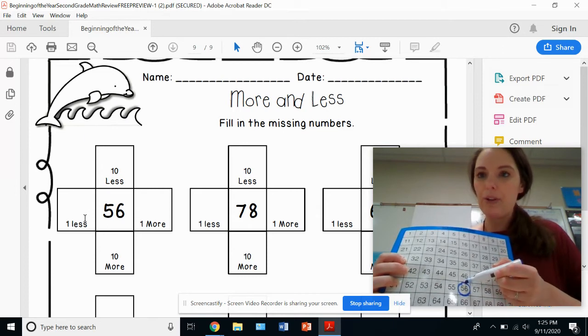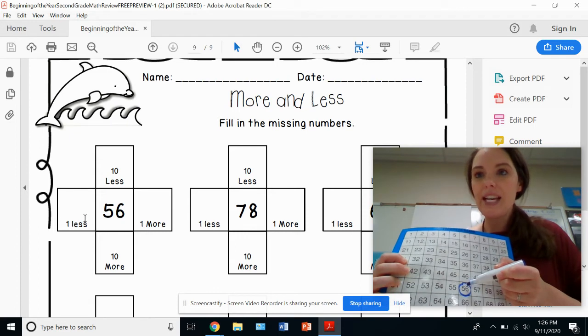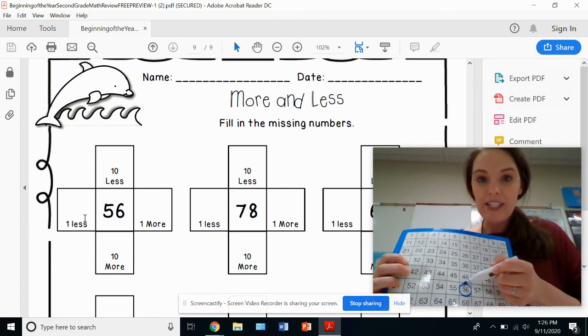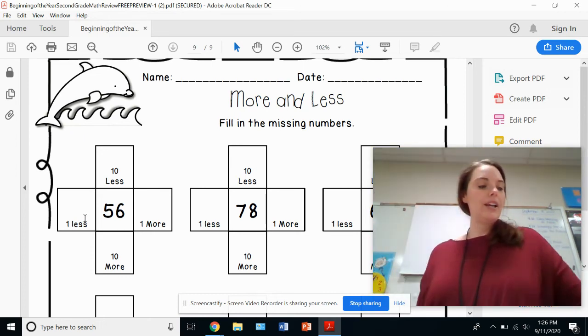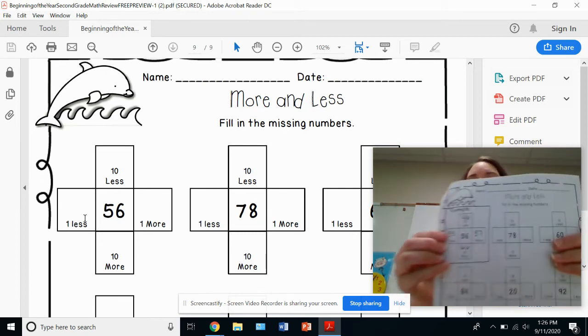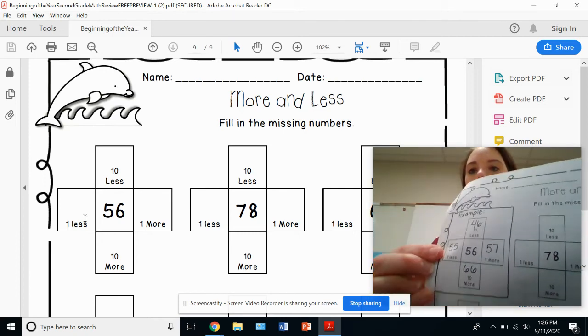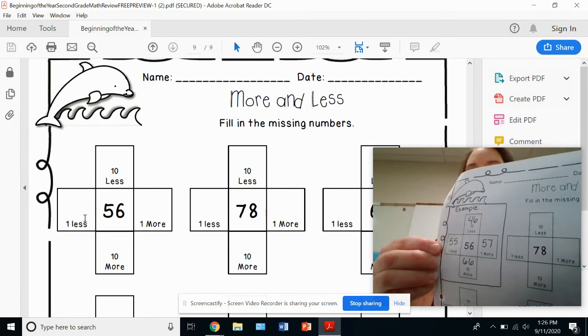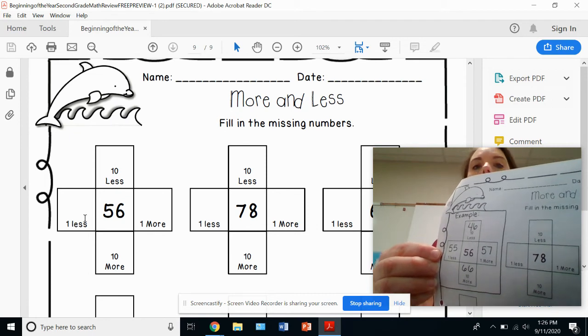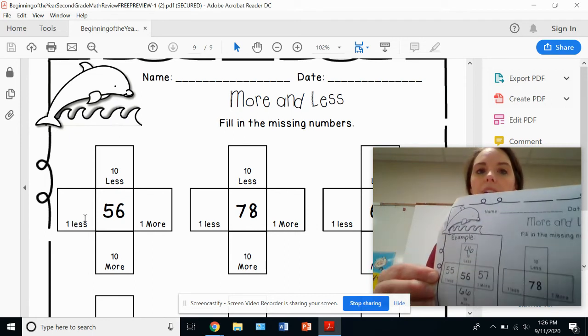I move back to my original number, and my last square I have to fill in is what is one less. One less than 56 means 56 minus 1. So 56 minus 1 is 55. Okay. So I filled in, as an example, my very first box with my missing numbers for 10 more, 10 less, 1 more, and 1 less.